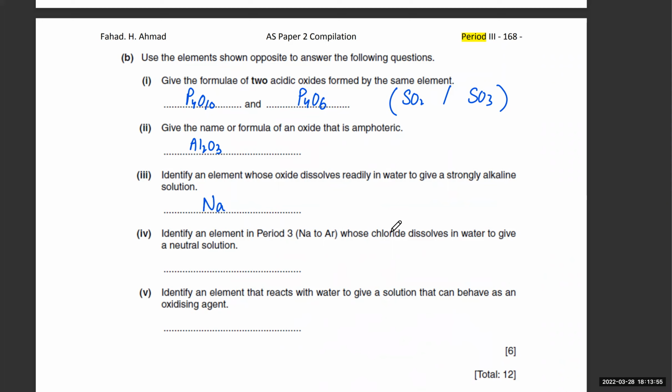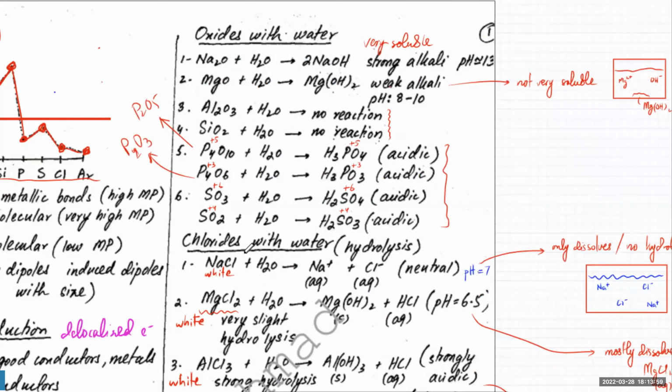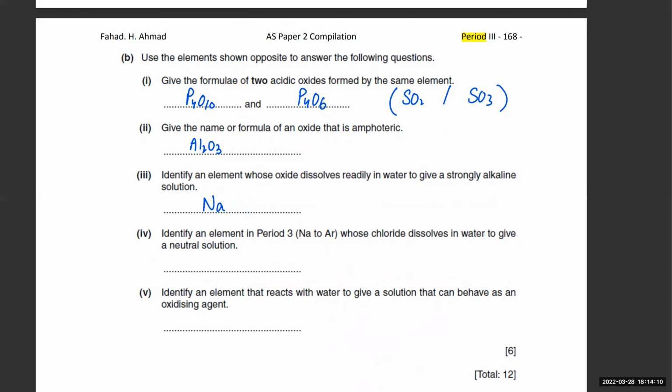Identify an element whose chloride dissolves in water to give a neutral solution. So it's again about chlorides, and only the first one, NaCl, is the only one that gives a neutral solution with pH 7. After that, hydrolysis becomes stronger. So that one is NaCl as well.